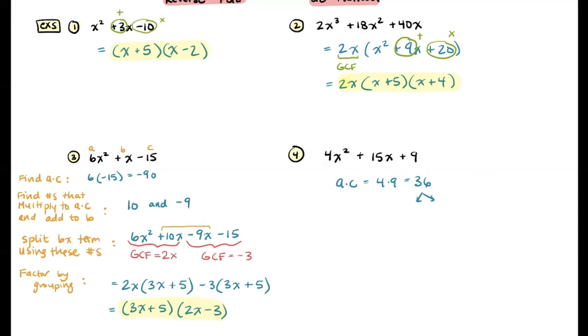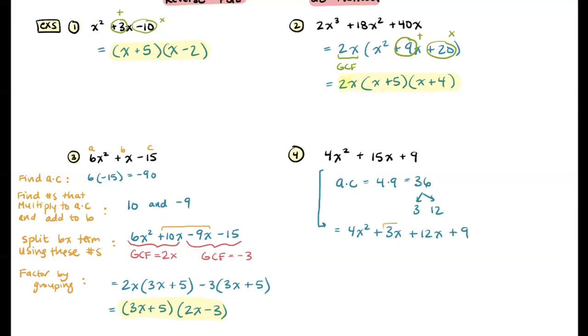All right, so 15 is 3 and 5, but no, wait, sorry, 36. We have 9 and 4, but those don't add up to 15. We've got 3 and 12. I think those will work, 3 and 12. Okay, so then we rewrite this by splitting up the middle term into plus 3x, plus 12x, and then plus 9.